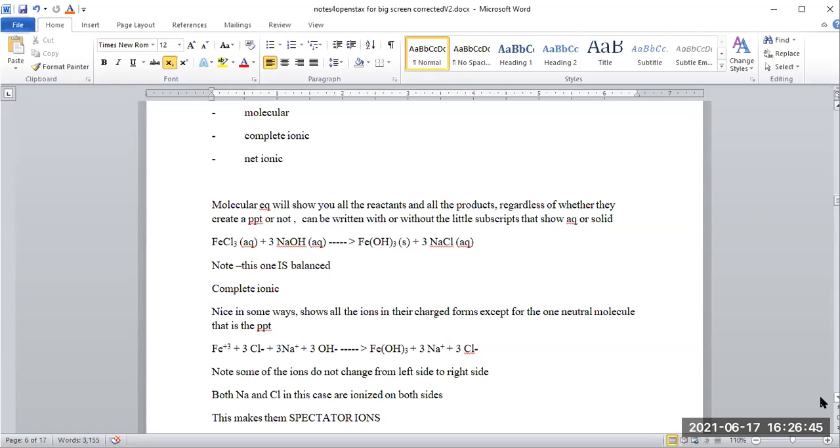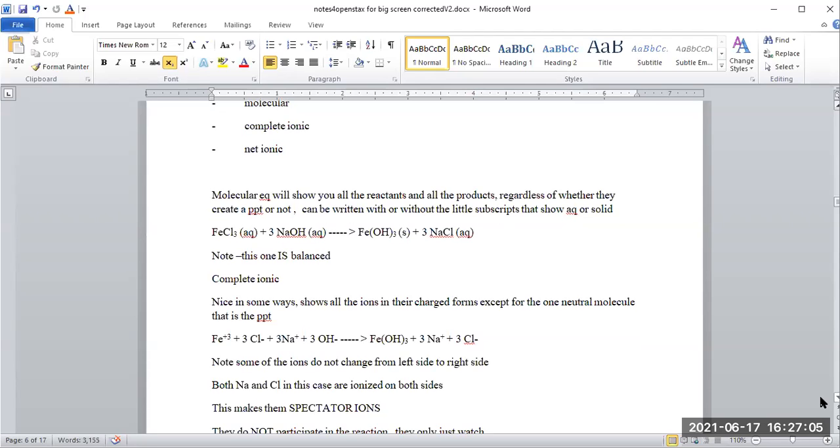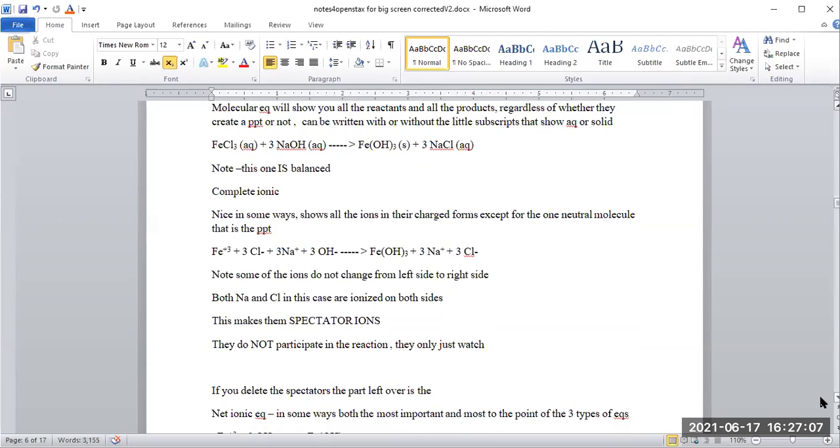My sodium and my chlorides don't have a different format on the right-hand side. They're identical. They look like they have a charge on the left-hand side, and they look like they have a charge on the right-hand side. We're going to call them something specific. We are going to call them spectator ions.